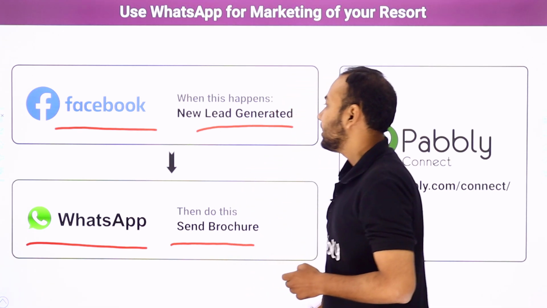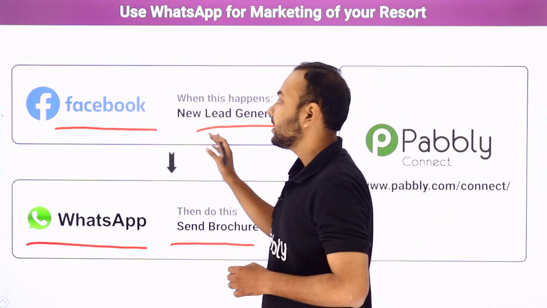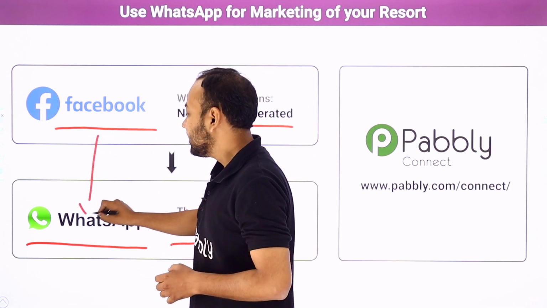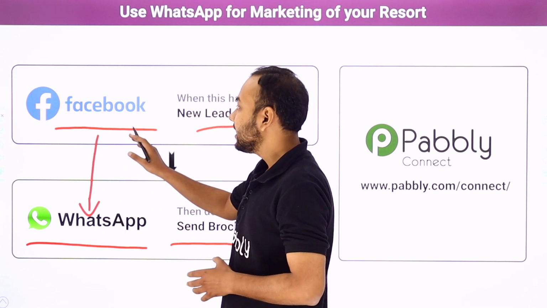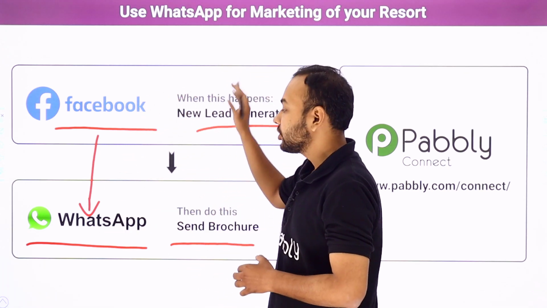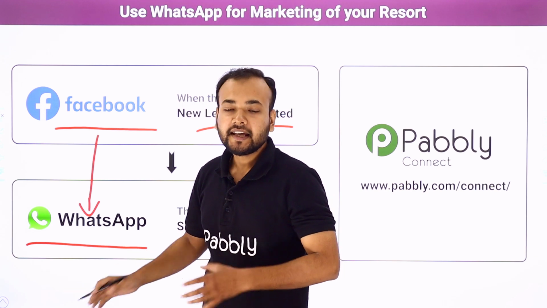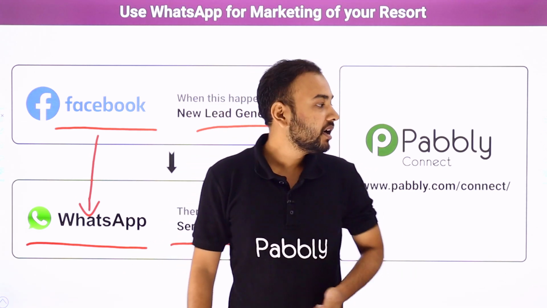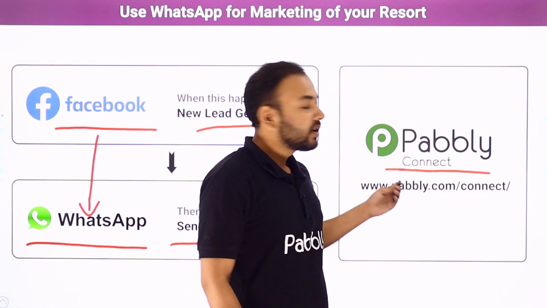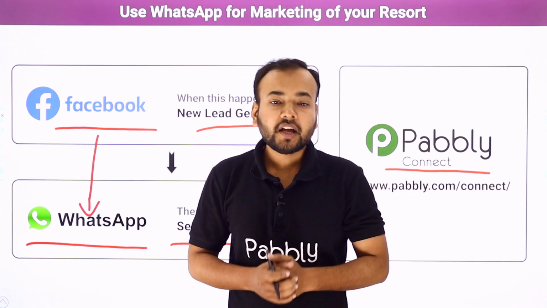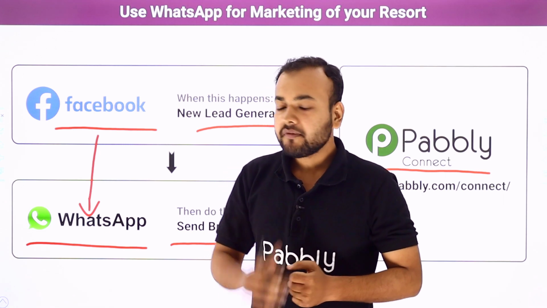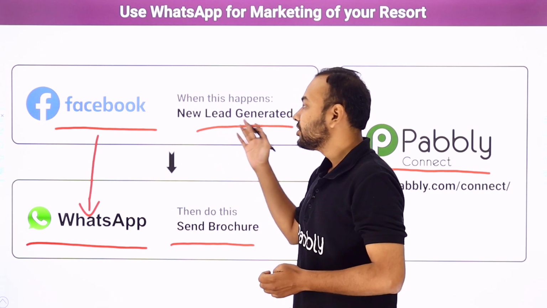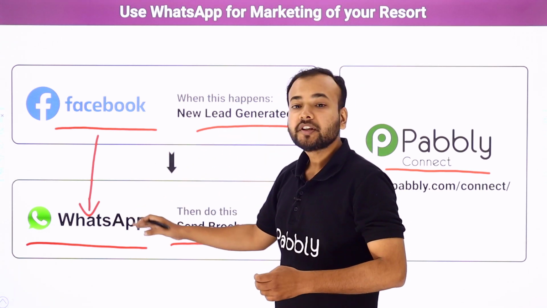What if I tell you that as and when a new lead is generated from Facebook lead ad forms, a WhatsApp message gets automatically delivered to the person who has filled the lead ad form, along with your resort brochure, here on WhatsApp automatically. Yes guys, this can happen, and to make this happen, I am using a software called Pabbly Connect. So guys, Pabbly Connect is an integration and automation software, and it will connect these two applications together such that whenever a new lead is generated, a WhatsApp message along with your resort brochure gets automatically delivered, right?